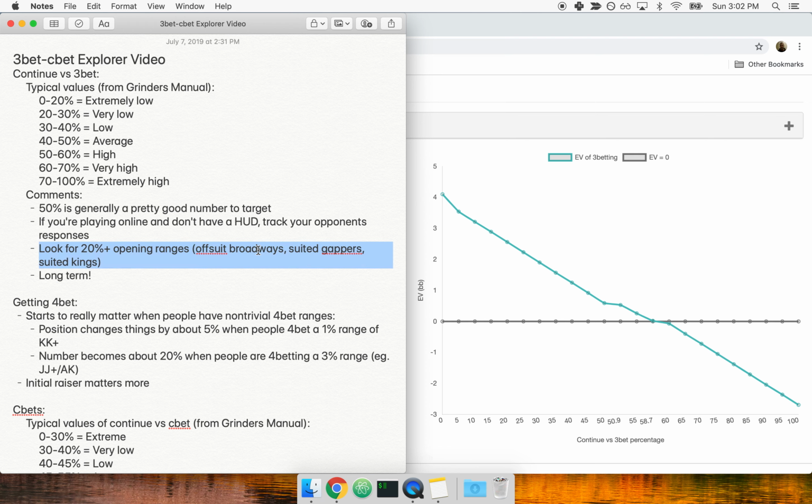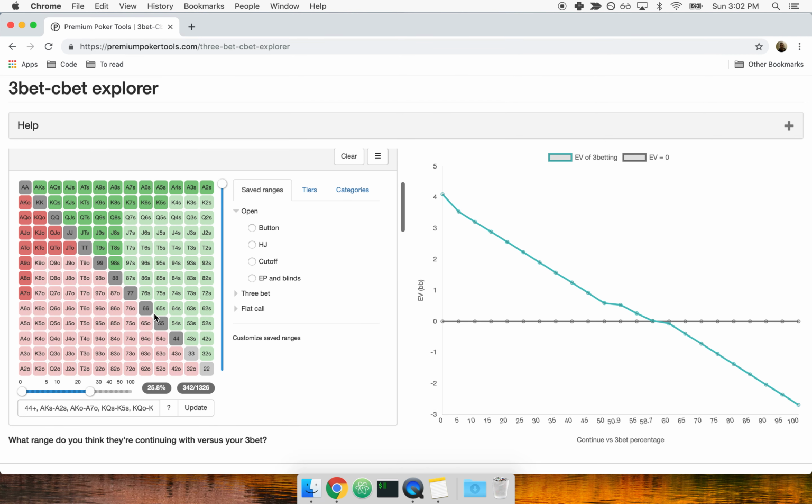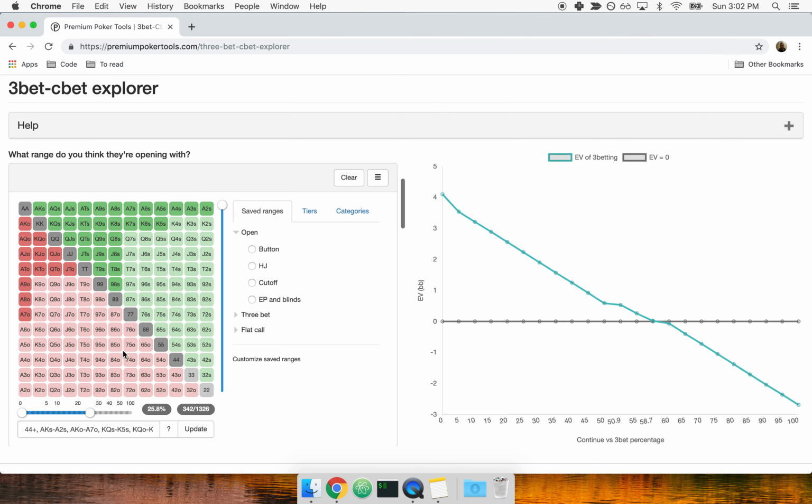So that's something to do. And finally, you want them to be folding a lot versus your 3-bet. And for that to happen, you want them to have a wide opening range. So let's take a look here. If they're opening 25% of hands, there's a lot of hands here that they can plausibly fold to a 3-bet. They can fold 10-8, Jack-8, Queen-8, these kings, these offsuit Broadway kind of stuff, the lower pocket pairs. There's a lot of things that they can plausibly fold to your 3-bet.